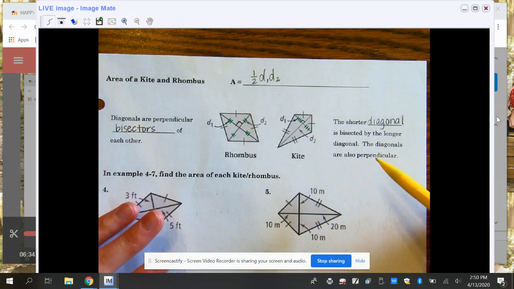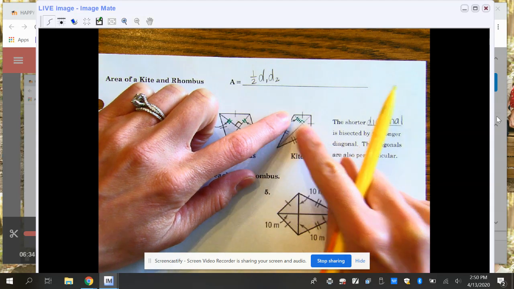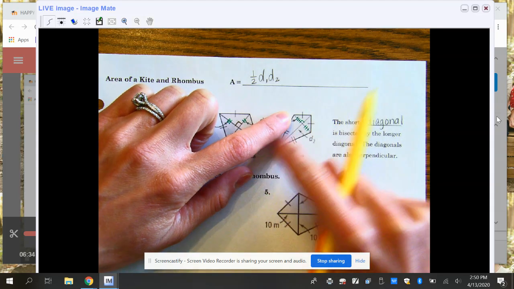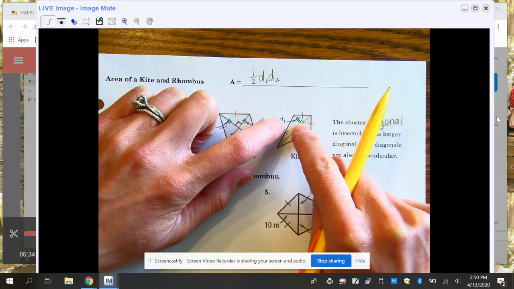And then with a kite, the shorter diagonal is always bisected by the longer one. And then they also intersect at a right angle.